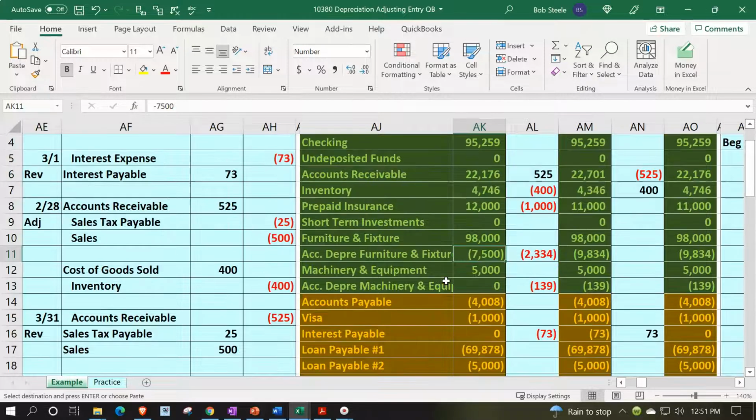You might say, well, why don't I just credit the furniture and fixture directly, giving us the book value directly, and then debit something like furniture and fixture expense, right? And we could do that, but one of the reasons we don't is because we're trying to say, hey, look, this is an estimate. I don't know how long the furniture and fixture will last. I really don't know exactly what the value of it is at this point in time.